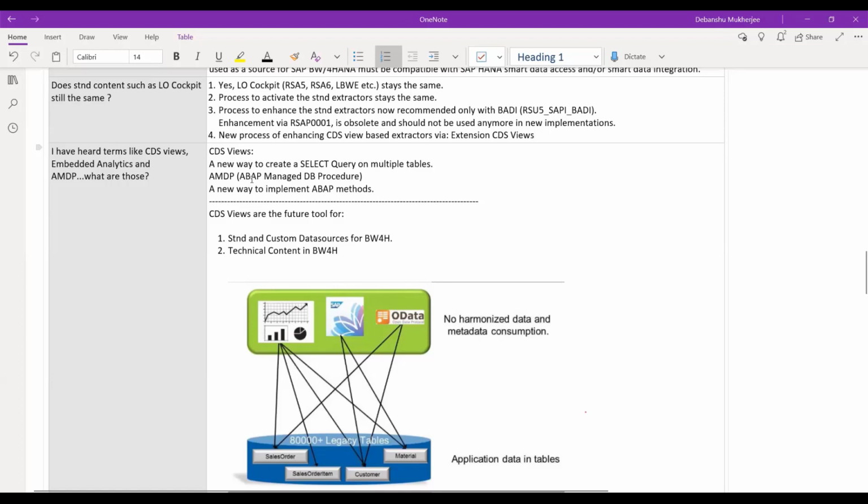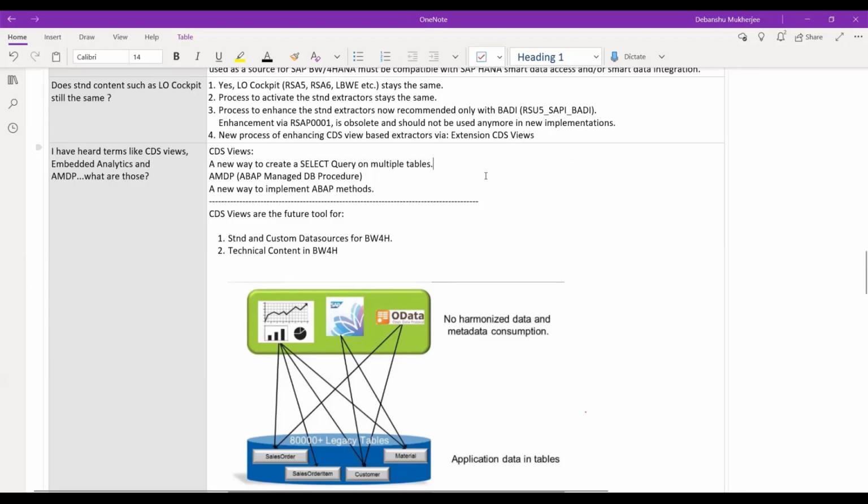So CDS views. What is a CDS view? CDS view is nothing but a new way to create a select query in ECC or in S4 rather. Okay, I repeat, CDS view is a new way to create a select query on multiple tables. So it's just like a DB view. We used to create a create view statement, DB view. It's a new way to create a view in S4HANA.